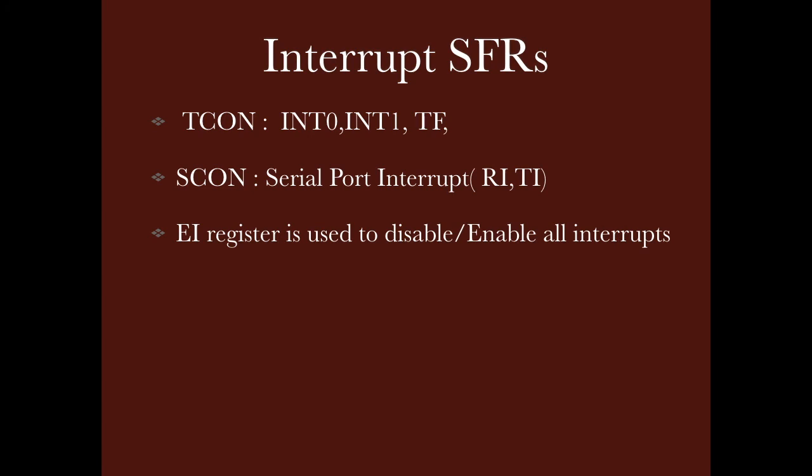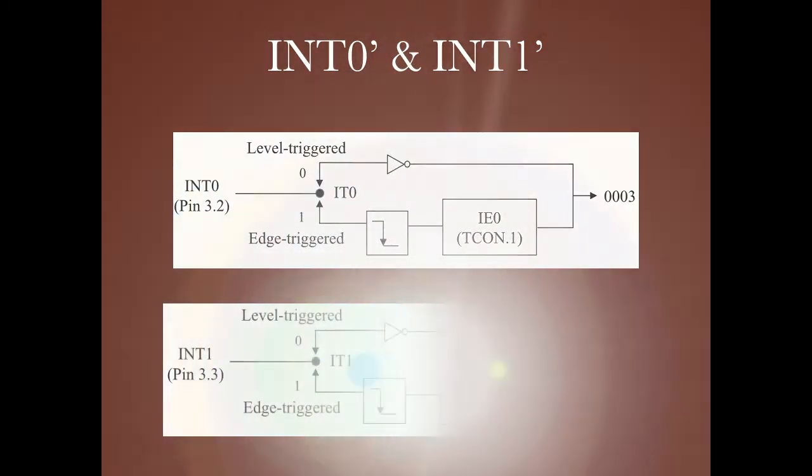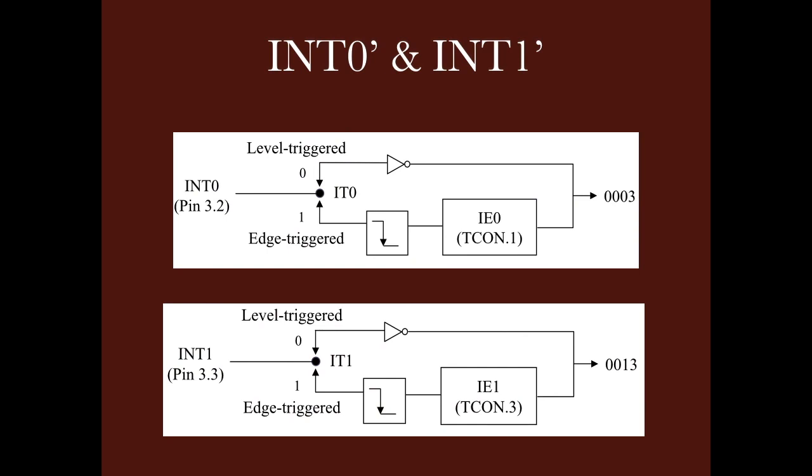Then there is the interrupt enable register. This register is basically used to disable or enable all the interrupts. Then one more register is IP, that is the interrupt priority register. This is used to program the high or low priority of interrupts. The 2 hardware interrupts which are available in the 8051 microcontroller are INT0 bar and INT1 bar. Let's see through a diagram how these interrupts are served. You can see here there is an IT bit, IT0 and IT1.